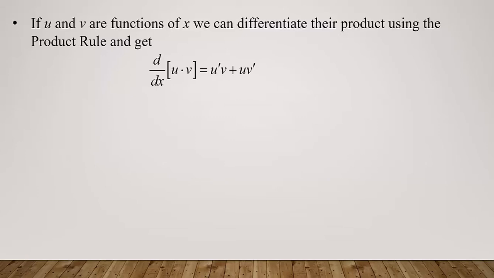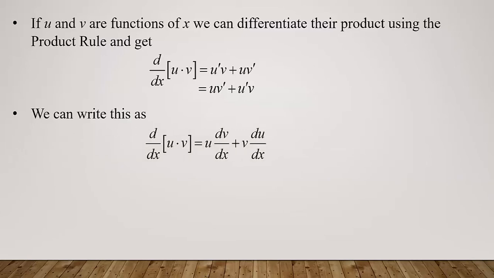I'm just going to rewrite it as u v prime plus u prime v, using the commutative property of addition. So all we've done is use the old product rule of derivatives at this point. Now, instead of using the prime notation, I can use the Leibniz notation. I can rewrite the derivative of u times v as u dv/dx plus v du/dx. So instead of v prime, I have dv/dx, and instead of u prime, I have du/dx.